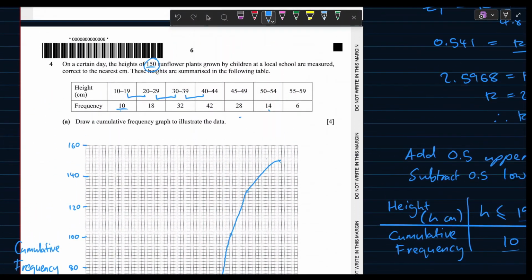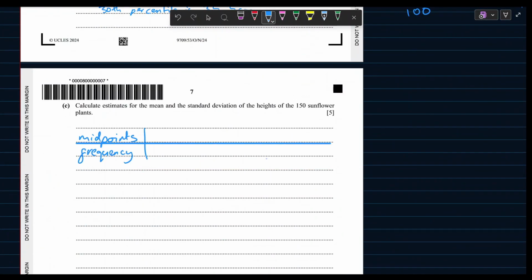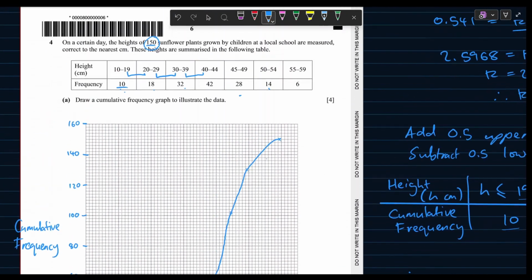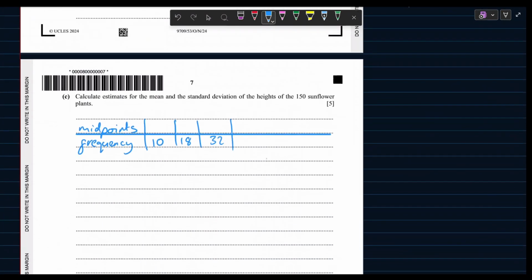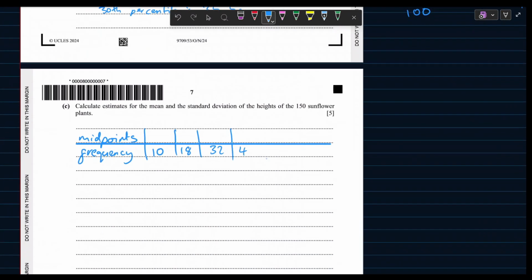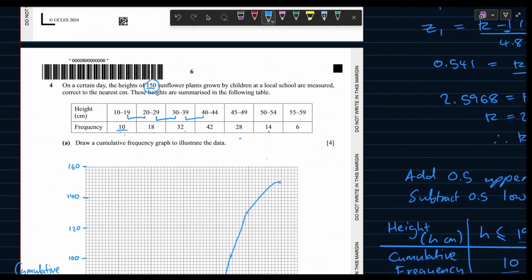So our frequencies are 10, 18, 32. I'm just going to copy them down. We've got 10, 18, 32, and we've got 42, 28, 14, 6.